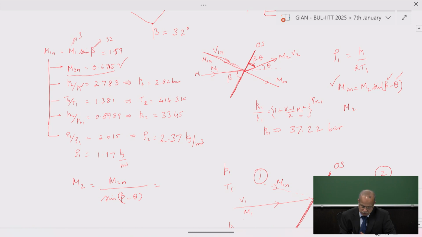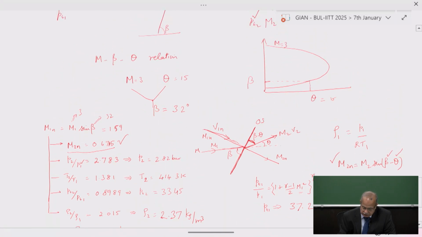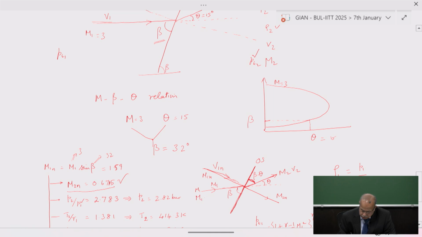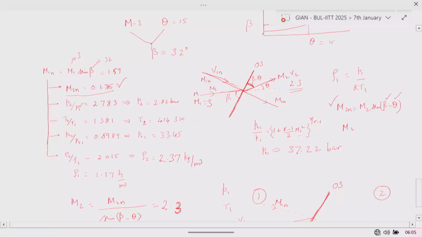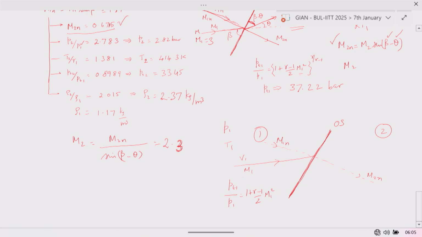How much? 2.3. Okay, 2.3. That's the Mach number. So now you can see that the flow has decelerated from M1 equal to 3 to 2.3. The flow has decelerated. It didn't go to subsonic. It is still supersonic. That's how it should be.